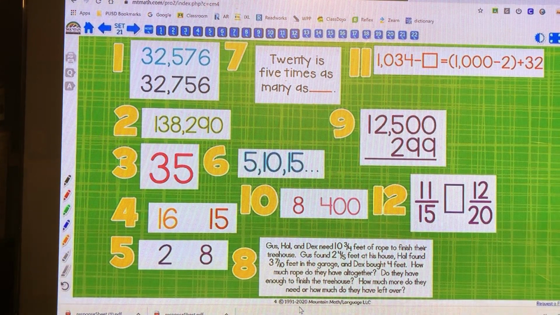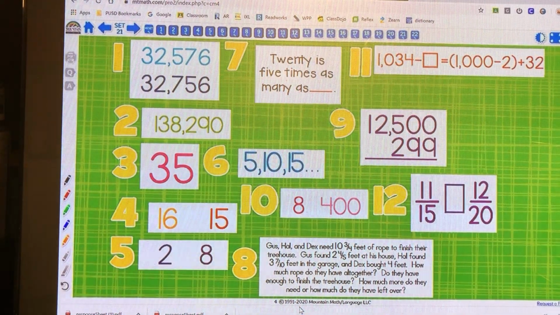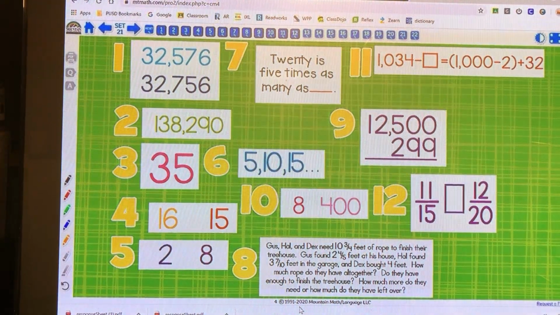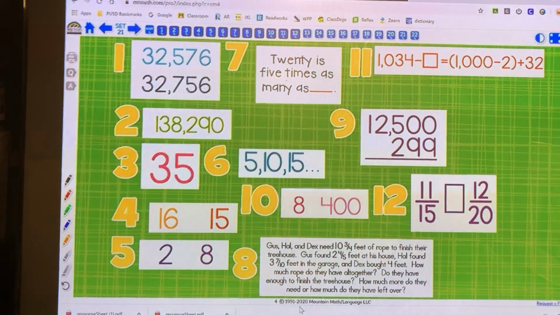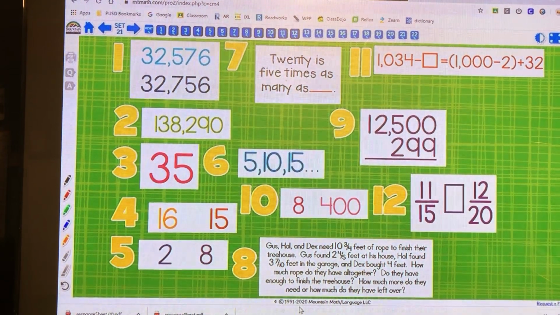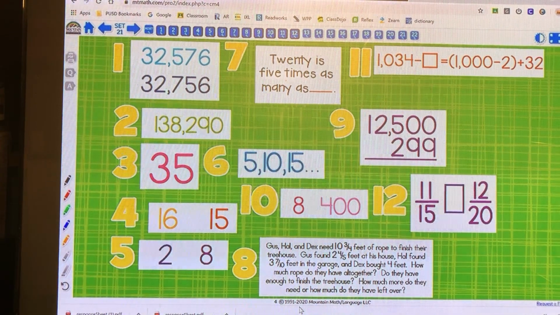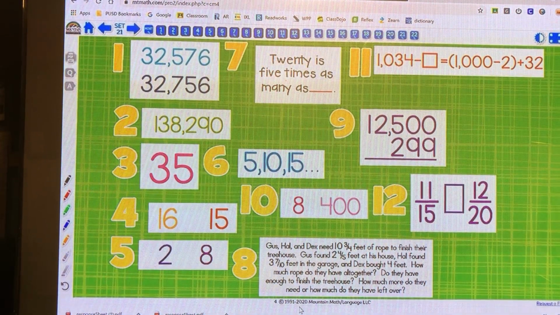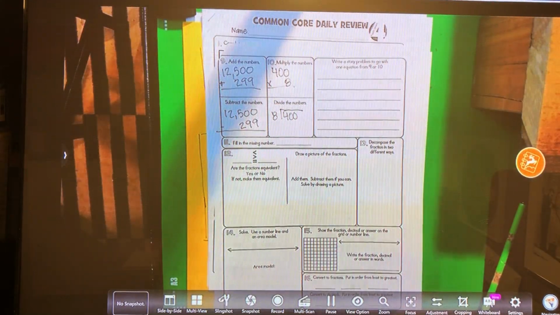Okay, and then we have, for number 10, the numbers 408. So 400 times 8 and 400 divided by 8. And that translates to that on your form. Okay.